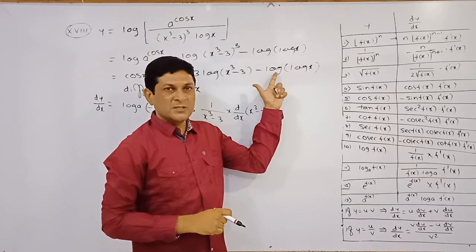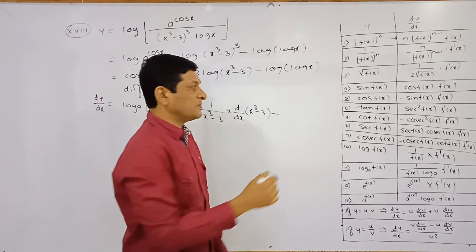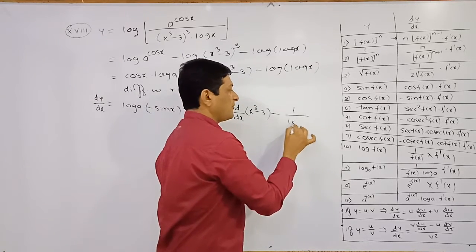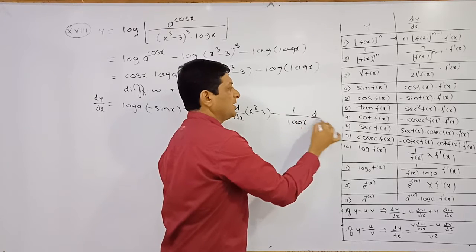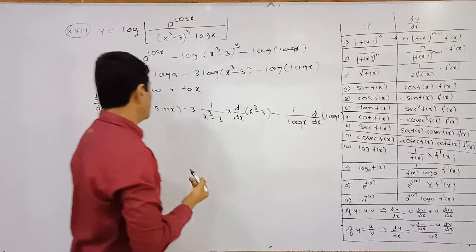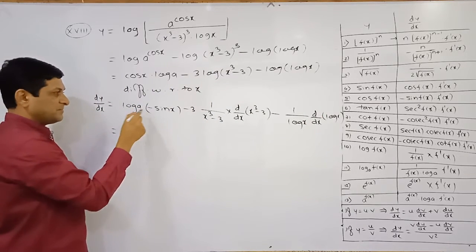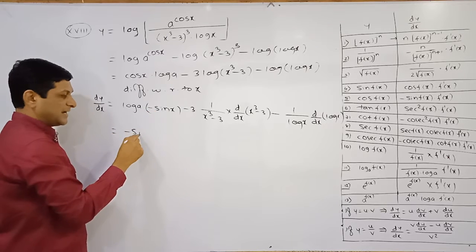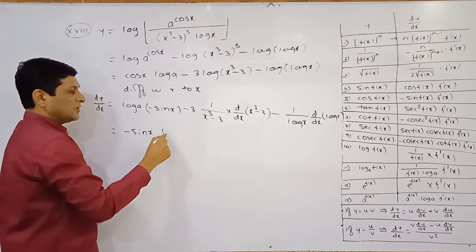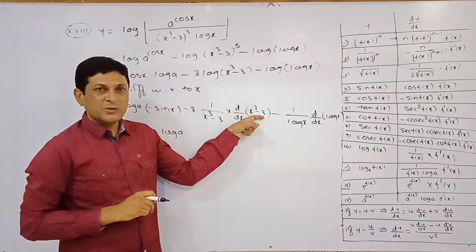Now this function is in the form of log f of x. What is f of x here? Log x. So its differentiation is 1 upon f of x, meaning 1 upon log x into the derivative of log x. So this is equal to, first write down minus sin x into log a, and here we are finding the derivative of this whole term.